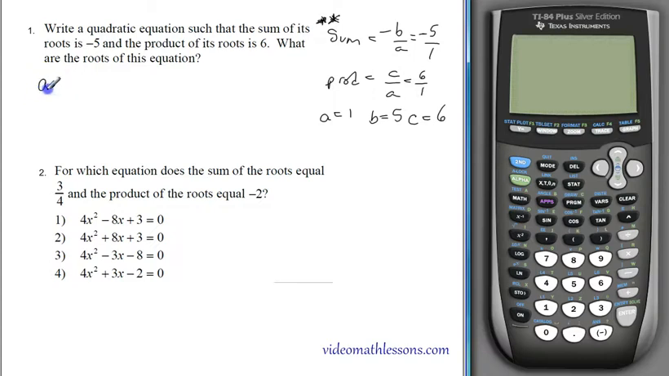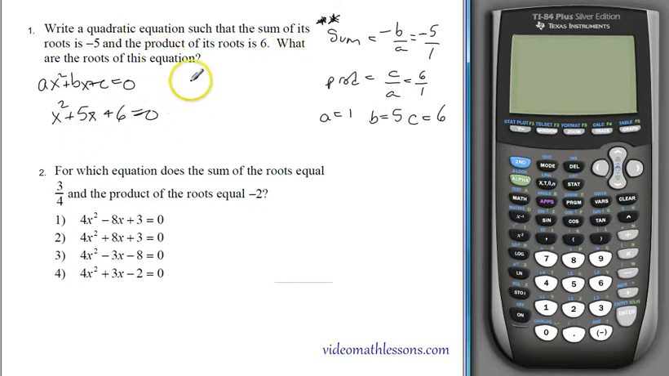Now remember, a quadratic equation in standard form is written as ax squared plus bx plus c equals 0. I'm going to plug in. I don't have to write the 1, so it's x squared plus 5x plus 6 equals 0. That's the equation. And the next part was, what are the roots?